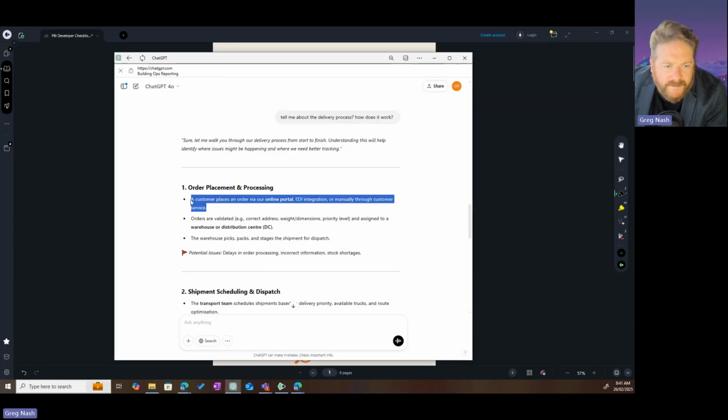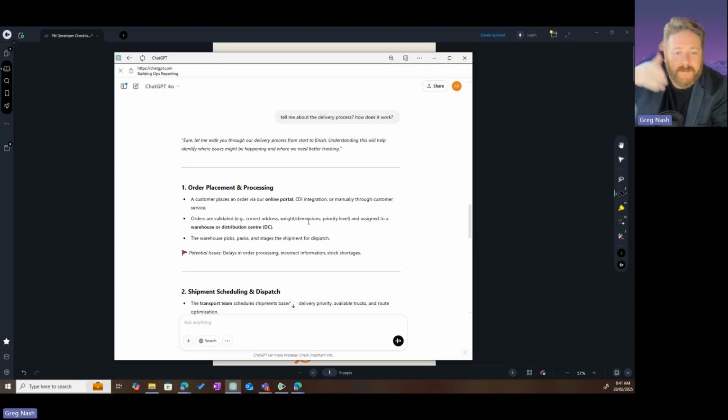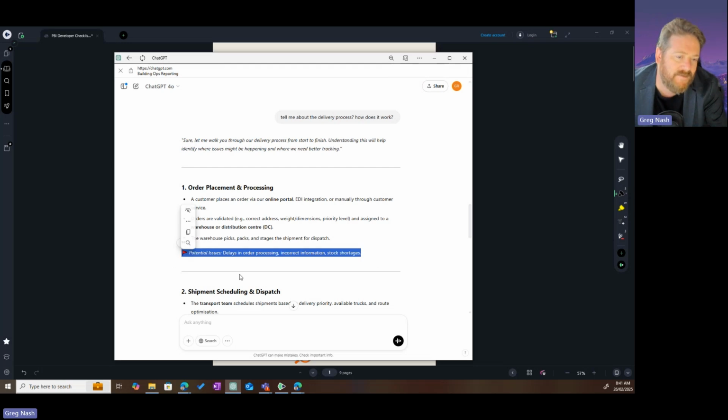So, lots of complexity in one paragraph. Orders are validated. So we need to know is there a problem with validation? But let's just talk about the process. You can easily overwhelm yourself if you think about all of the possible things you could report on because there's usually quite a lot. And that's why reporting projects get so messed up, because there are so many questions you could ask. Which are the ones that actually create problems? And I love that they've given us these potential issues at the bottom. This is what you need to be asking if they're not giving it to you, right?